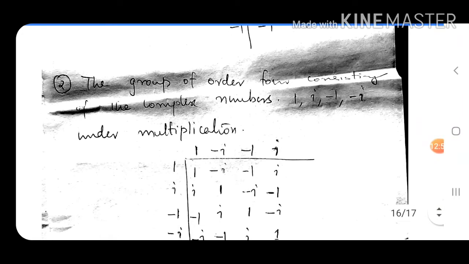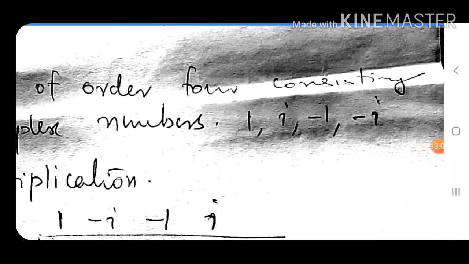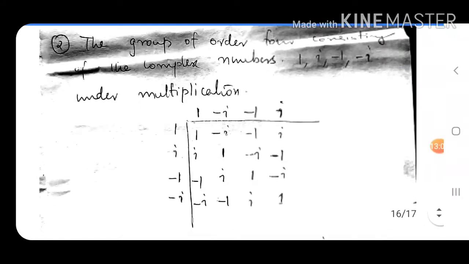Next we see a group consisting of 4 elements. What are the elements? 1, i, minus 1, minus i. Then we write the multiplication table. We always write the multiplication table in such a way that we get the diagonal elements as the identity element. 1 is the identity element, so in the diagonal we are getting 1.